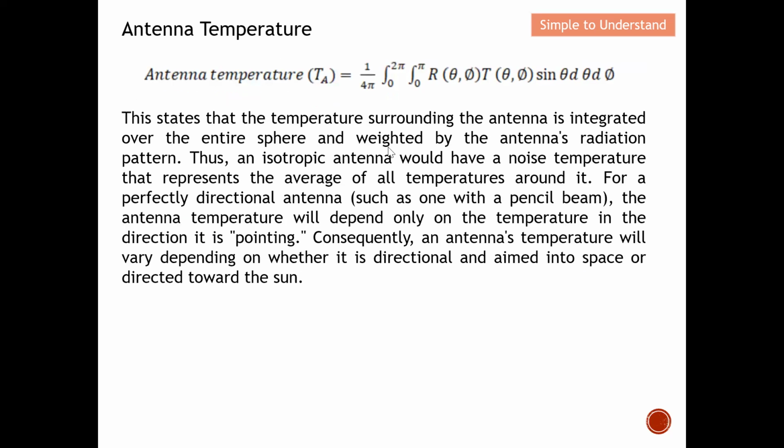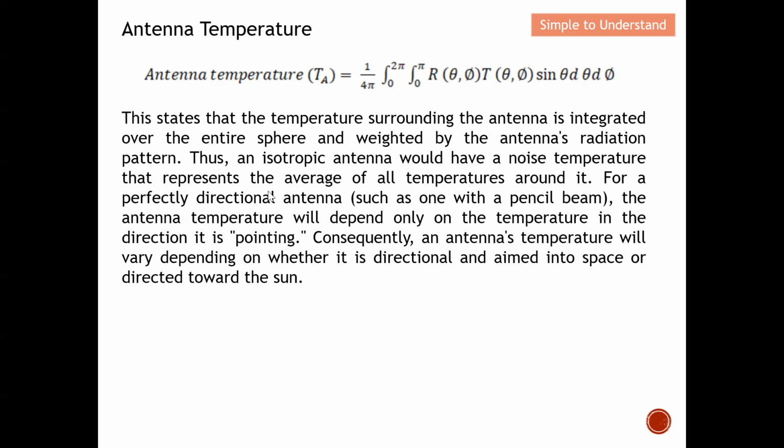This states that the temperature surrounding the antenna is integrated over the entire sphere and weighted by the antenna radiation pattern. As I mentioned, an isotropic antenna will have a noise temperature that represents the average of all temperatures around it, because an isotropic antenna radiates over all 360 degrees. Therefore, we need to take the average of all temperatures around it.